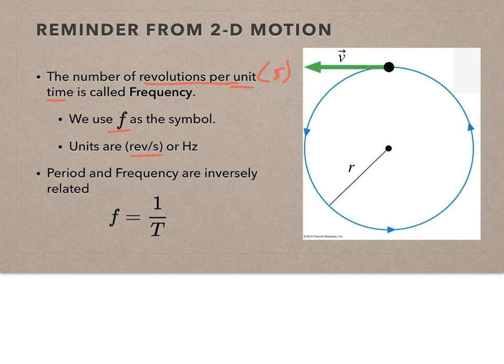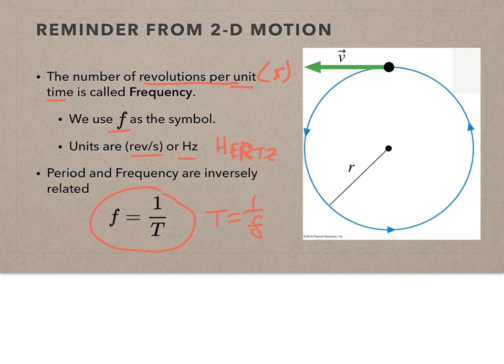Revs per second. This is also known as Hz, which is short for hertz, named after the man Hertz. All right, how are these two related, frequency and period? They are inverses of each other. So frequency is 1 over period, and period is equal to 1 over frequency.